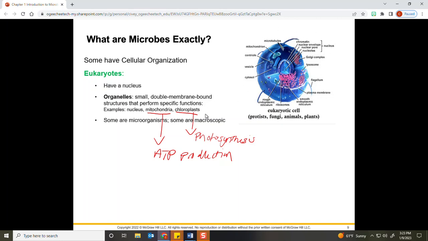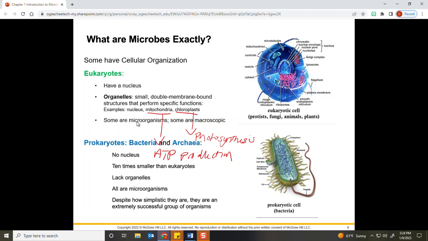But anyway, some organisms that are considered eukaryotic are microorganisms, namely, for the most part, protists. And some are macroscopic, like you and me. We're eukaryotic organisms that are multicellular, and we can see each other. Prokaryotes, on the other hand, include the bacteria and archaea. They do not have a nucleus.